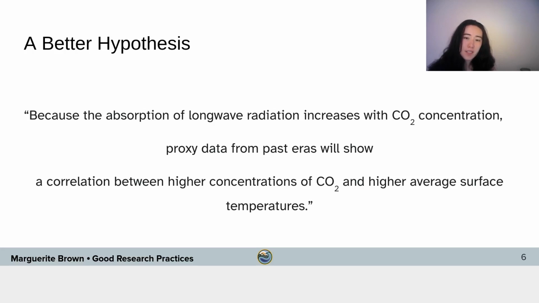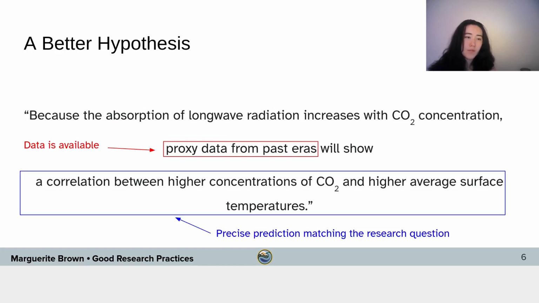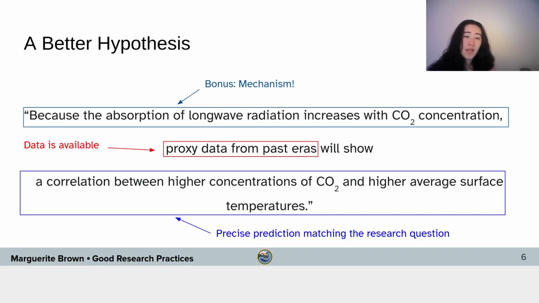Now, why is this a better hypothesis for our research question? First, the data is available. We have proxy data that show the concentrations of CO2 and the average surface temperatures. Secondly, this is a precise prediction that matches the research question. And then, as a bonus, we're proposing a mechanism for why this hypothesis might be true.